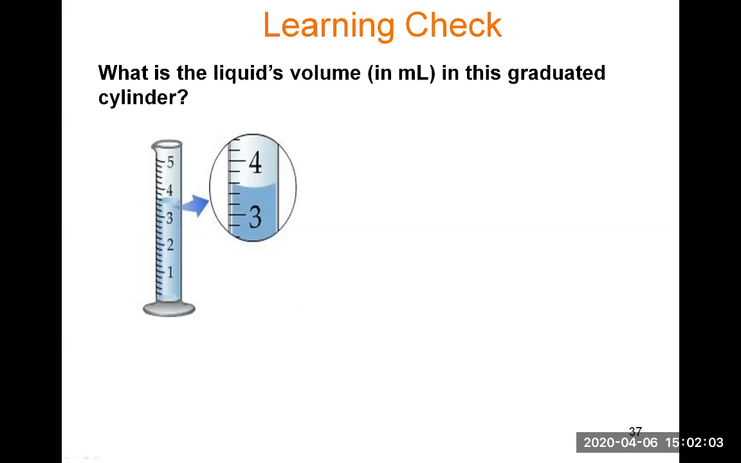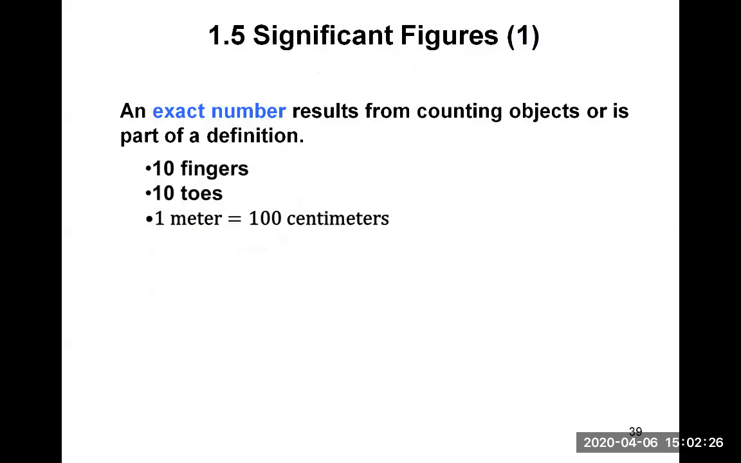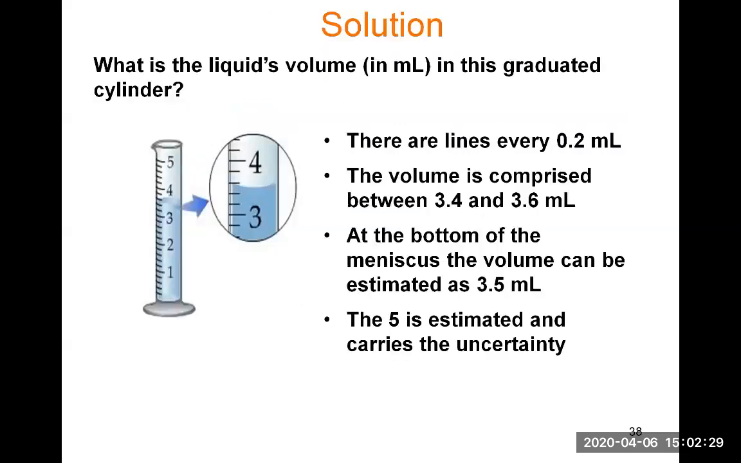So the way we would read that is we would read the number as long as it's between, and here it's between 3.4 and 3.6. So we know for sure it's between 3.4 and 3.6. And because it's in between, we would read it as 3.5. Okay, the volume is comprised between 3.4 and 3.6. The bottom of the meniscus is in between, so you would estimate this as 3.5. The 5 is estimated and carries the uncertainty.